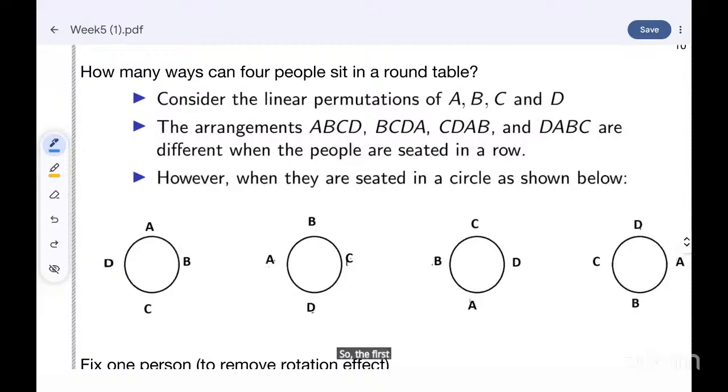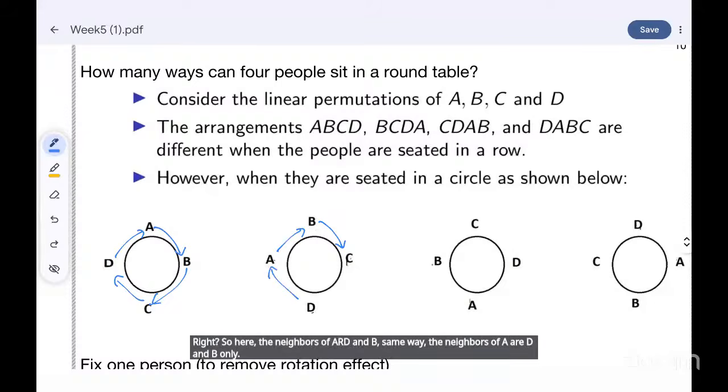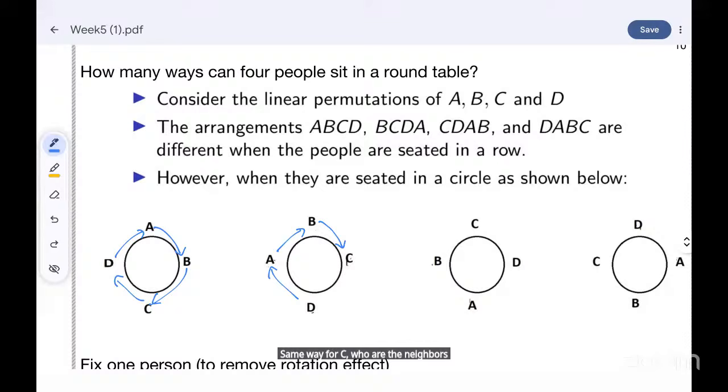The first is A, B, C, D: first A, and then B, and then C, and then D, right? Again, B, C, D, A. If you consider B, C, D, A, who is the neighbor of B? The neighbor of B is C, and here A. So here the neighbors of A are D and B. Same way the neighbors of A are D and B only. Same way for C, in the previous case the neighbors are B and D. The scenario is the same. It's just rotated.